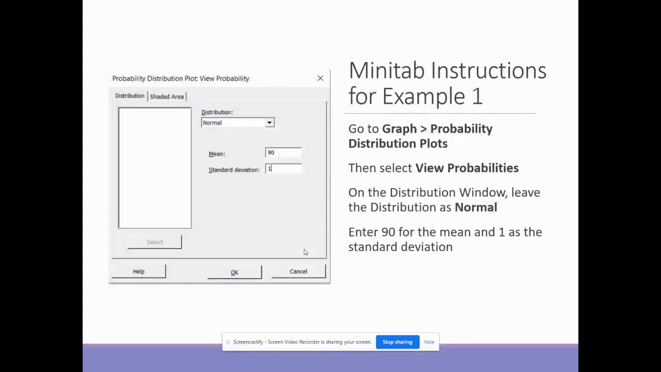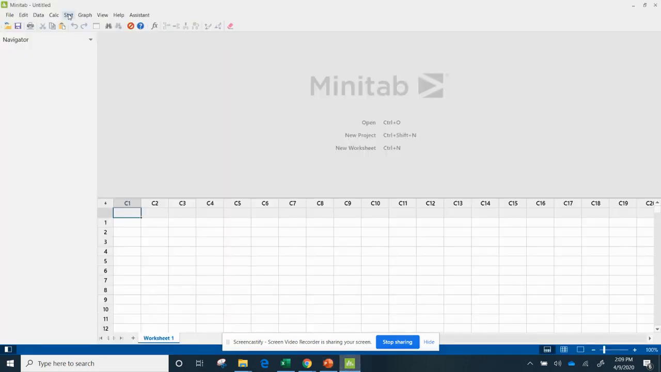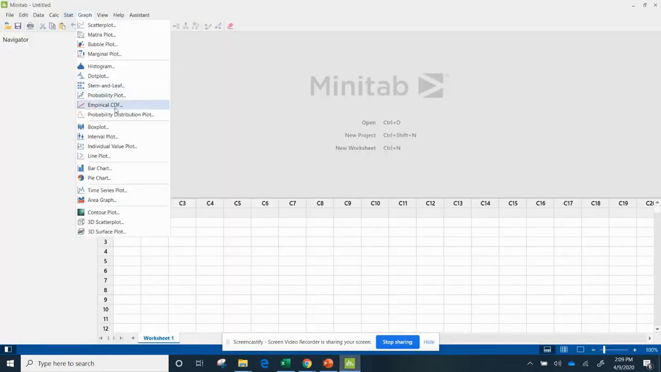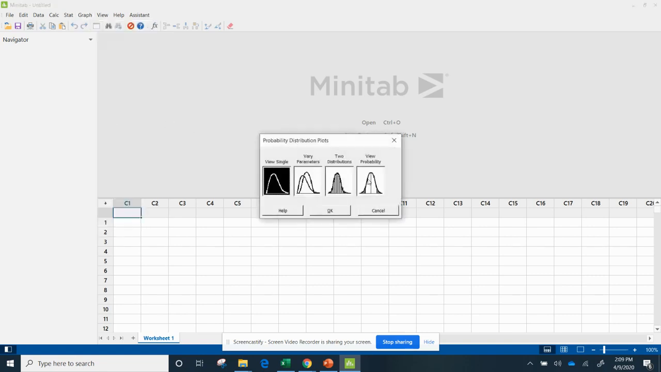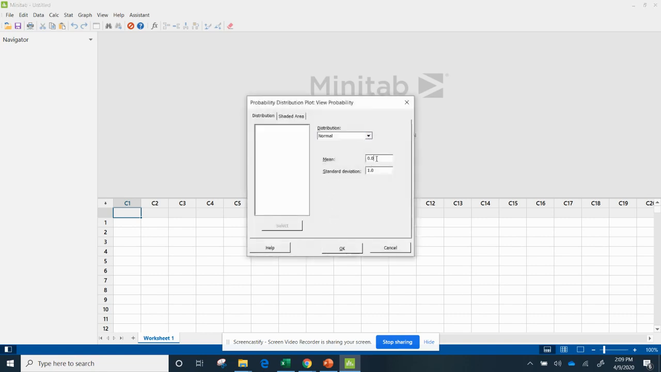Okay. So again, I have everything you need in this PowerPoint to show you how to do it in Minitab, but I'm just going to show you how to do it right here. So I have Minitab open. I'm going to go to Graph, and I'm going to do the probability distribution plot. I'm going to go View Probability. Okay. So again, I'm going to put my mean as 90, but I'm going to remember that the new value for the standard deviation is 1.